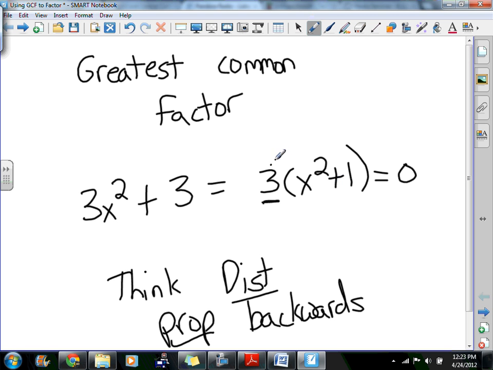Now to check my work, I simply go back and type this back in. I go 3 times x squared is 3x squared, and 3 times 1 should be 3. And so I checked it and it's correct.